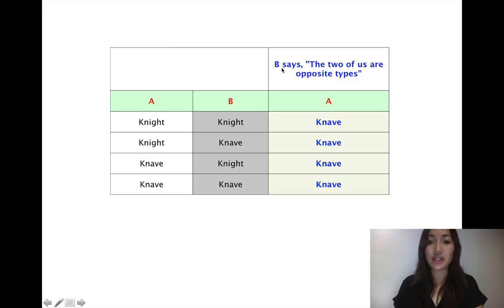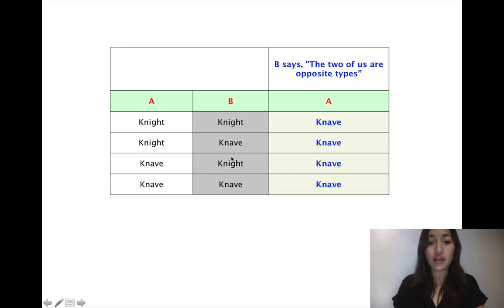Now for the second scenario, B says the two of us are opposite types. So, for the first row, if B is a knight, that means B is telling the truth, so A and B are of opposite types. So A is a knave. Second row, B is a knave, that means B is not telling the truth, so they are not of opposite types but of the same type. So A is a knave, same as B.